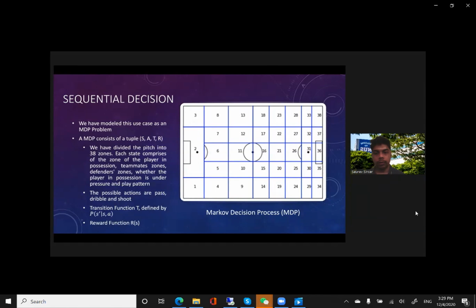Secondly, we move on to the set of actions, which is defined by the pass, dribble, and shoot action. Thirdly is the transition function, which basically talks about the transition probability from one state to another upon performing a particular action. And finally is the reward function, which in our case has a value of +1 for when a goal is scored and -1 for when the opposition gains possession of the ball, and has a value of 0 for all other intermediate states.